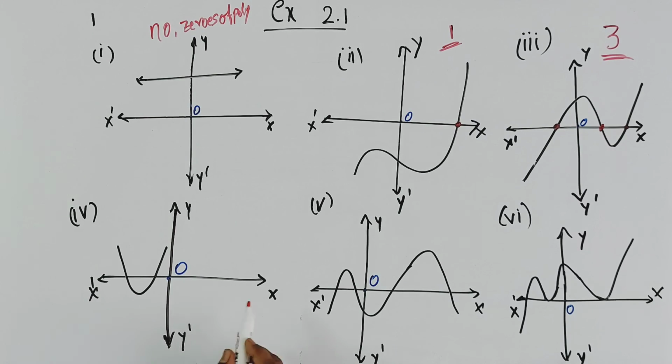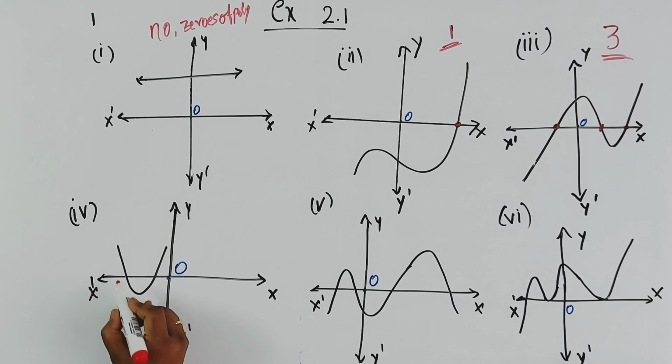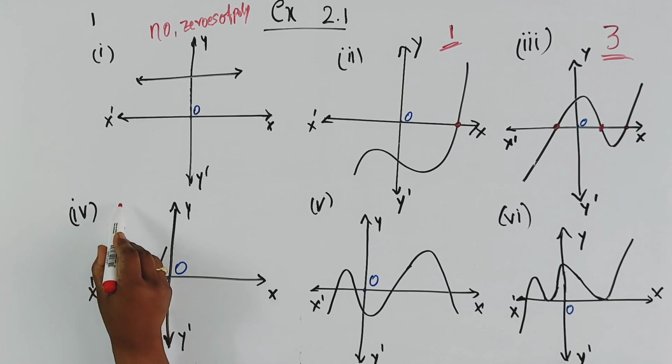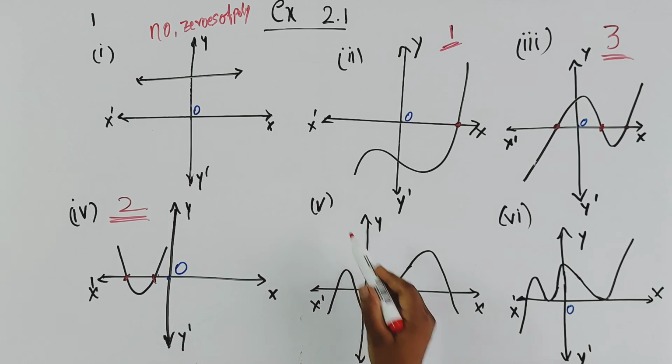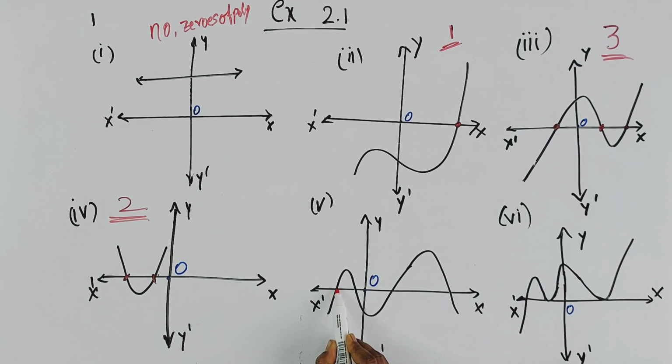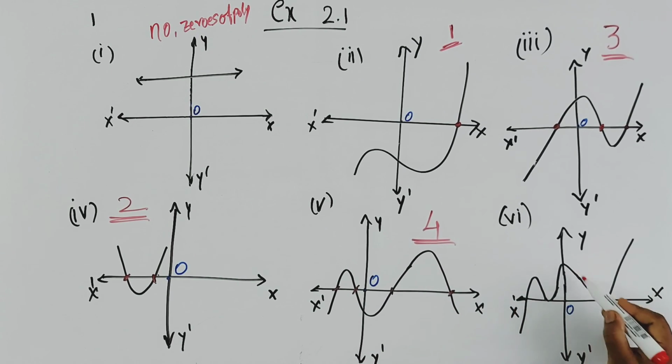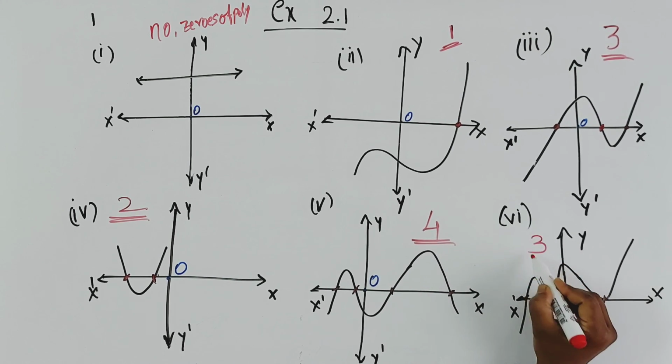Here for the fourth question, the graph strikes the x-axis at 1, 2. Here we have 2 points. So the number of zeros is 2. Now question 5. See here. The graph strikes the x-axis at 1, 2, 3 and 4. So the number of zeros in this case, children, is 4. Now the last one. This is touching the x-axis at 1 point, 2 and 3 points. So the number of zeros in this case, children, is 3.